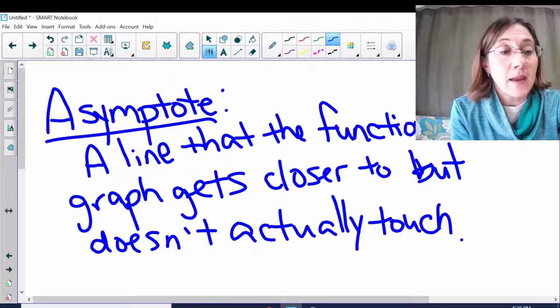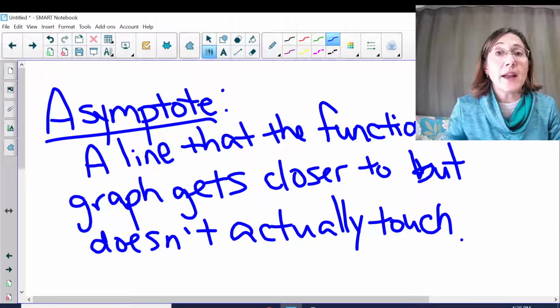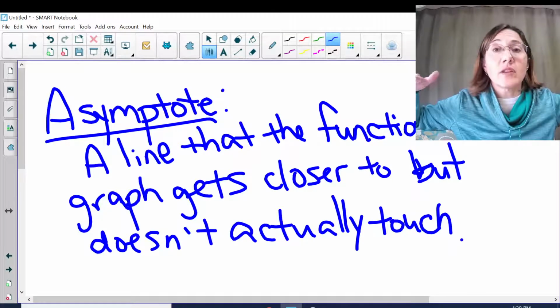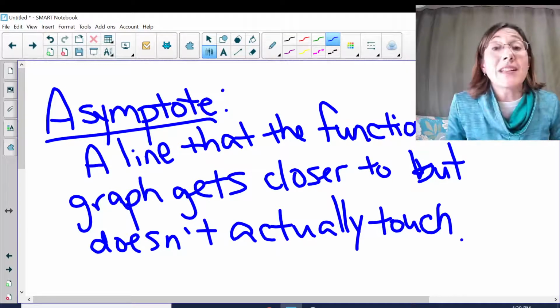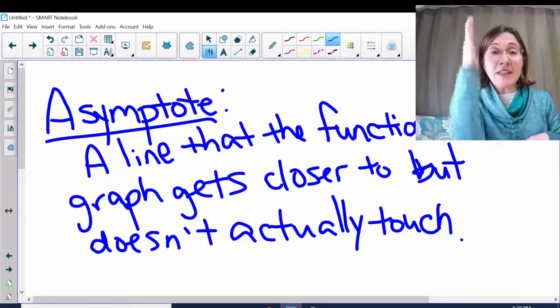Okay. And yeah, as I mentioned, there are multiple kinds. There are vertical asymptotes, horizontal asymptotes, and oblique asymptotes. But today we're just going to look at the vertical ones. Vertical means up and down. Okay.